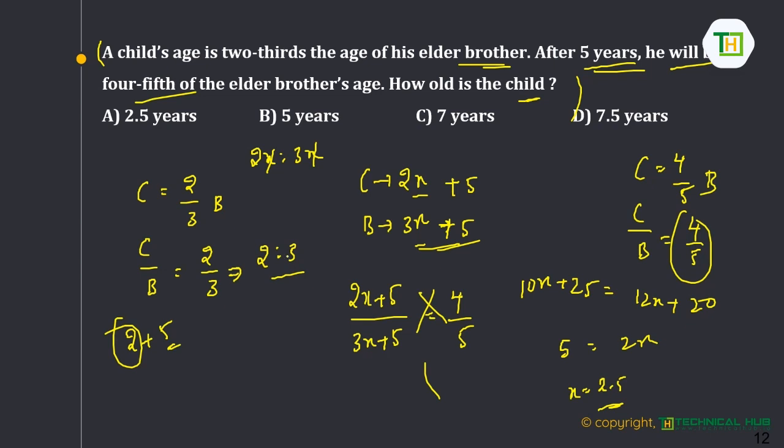Okay. So the present age of the child is equal to 2 parts. So 2.5 into 2, that is equal to 5. So the answer for this question is option B. How old is the child? It means 5 years. So, very simple question.